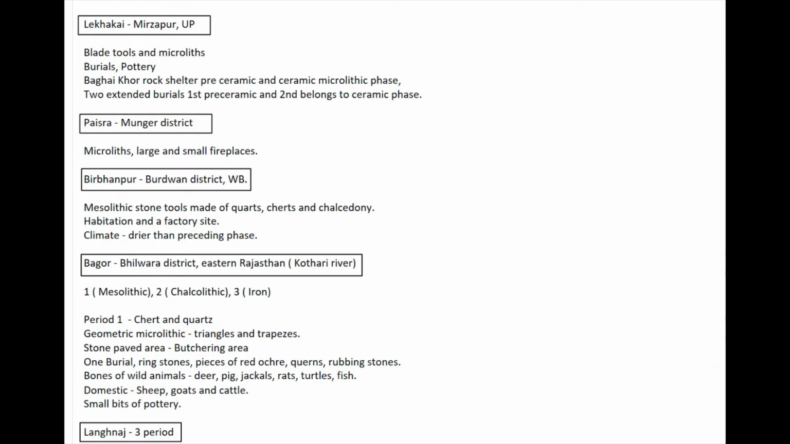Baghai Khor is another rock shelter site in the same area. This had a pre-ceramic and ceramic microlithic phase. Two extended burials were identified.